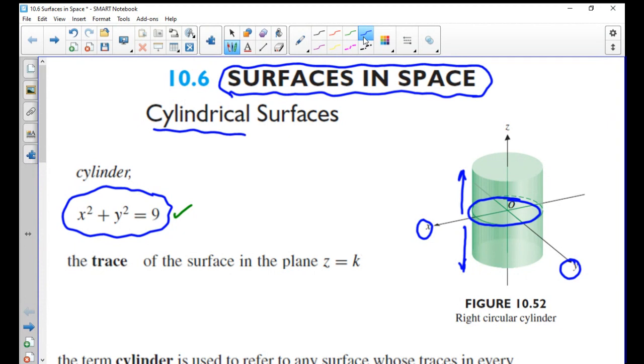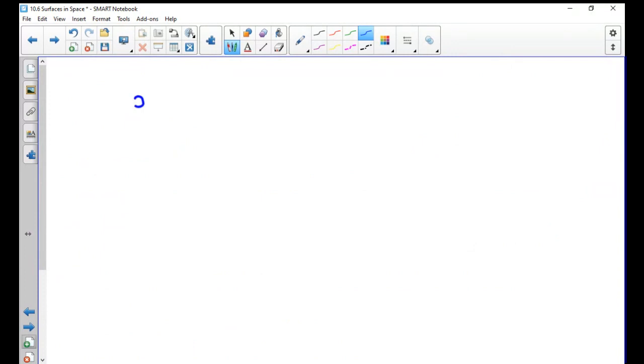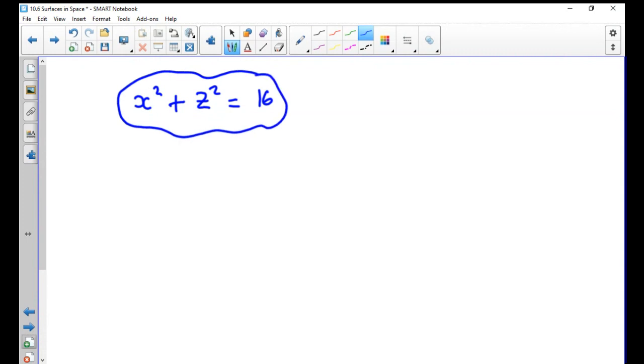So this is a cylinder in space, okay? So same thing, if I have, for example, x squared plus z squared equal to, let's say, 16, what will be the graph of this? Again, a cylinder. Well, it's a circle, but in 3 dimensions, it will become a cylinder.